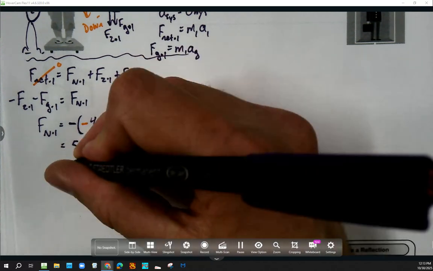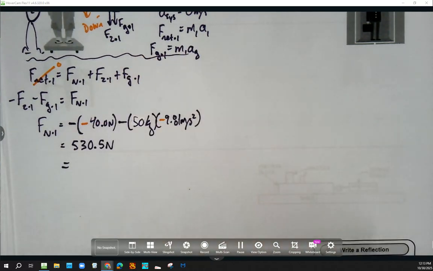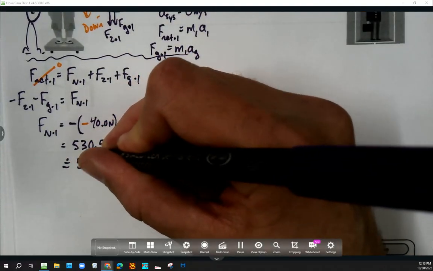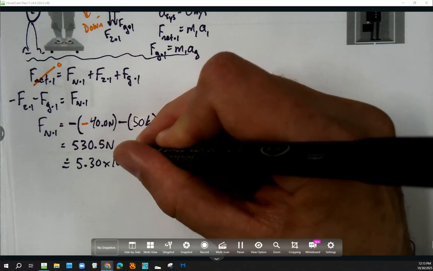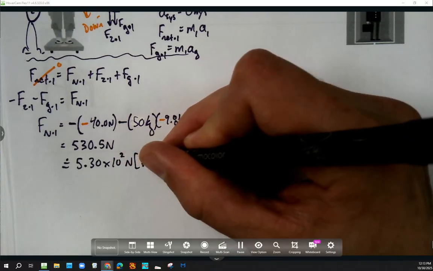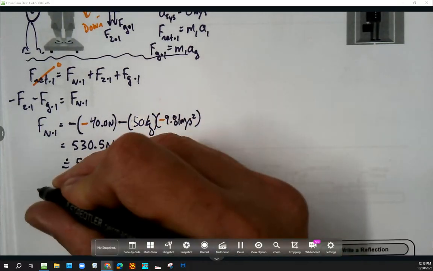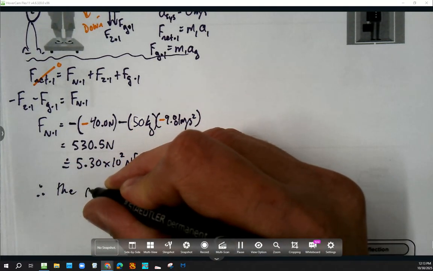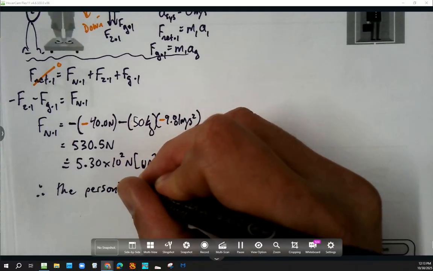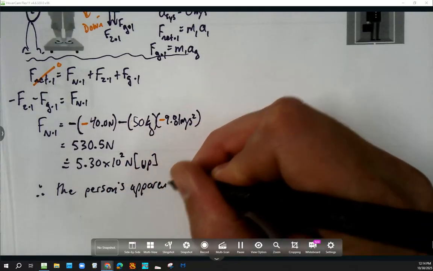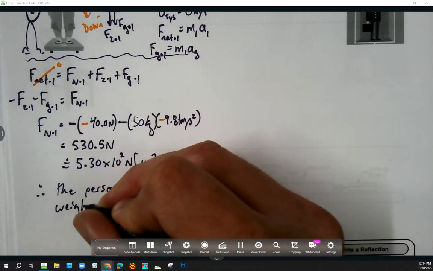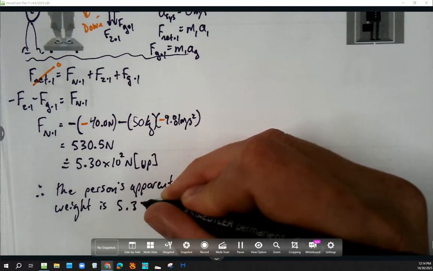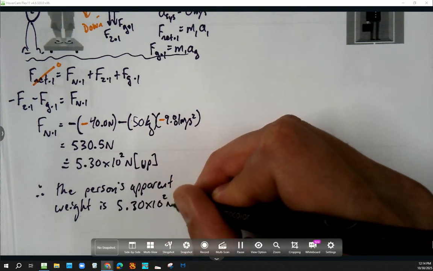And then of course we can round this off. It looks like we only have 3 significant figures, so we'd round this off to approximately 5.30 times 10 to the power of 2 newtons, and we could say up. And we could write a therefore statement. We can say therefore the apparent weight on the scale, the person's apparent weight, is 5.30 times 10 to the power of 2 newtons.